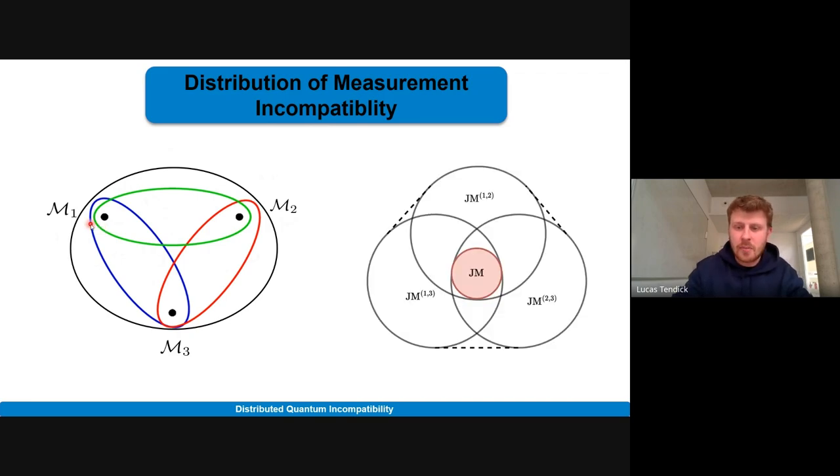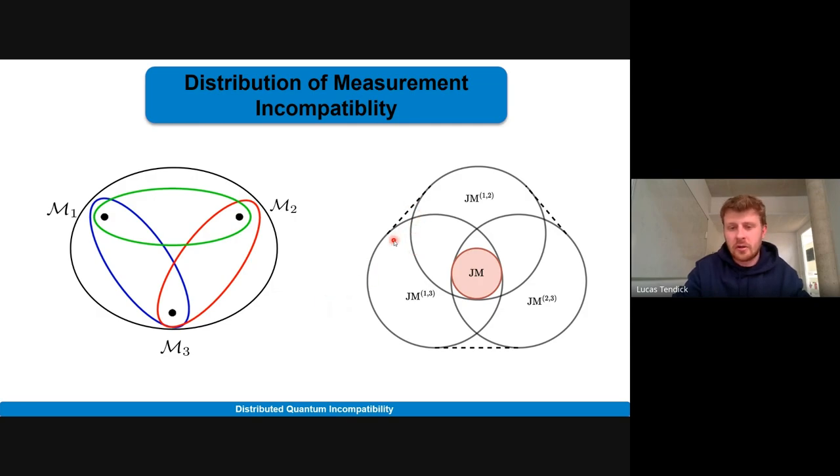As an example, for three measurements M1, M2, M3, we can have that all of them are jointly measurable by a single measurement, so when our box just has one input, which would be this red circle here. But we can also have that just two out of the three measurement directions are jointly measurable, which would be these bigger circles. For instance, here measurement directions 1 and 2 are jointly measurable, here 1 and 3, here 2 and 3. Then we can talk about the intersection of all of them, which would be that the measurements are jointly measurable in every bipartition, in the sense that two out of three are always jointly measurable.